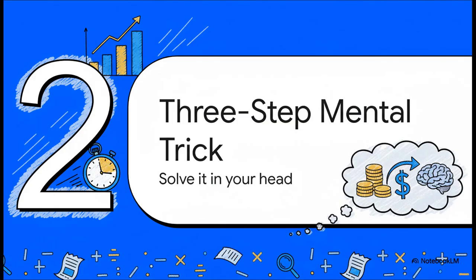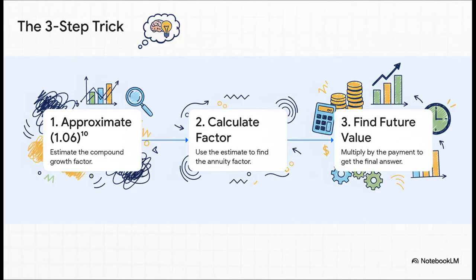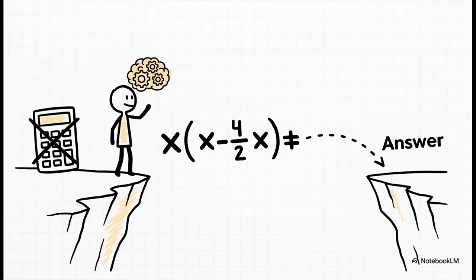All of a sudden, that feels a whole lot more manageable, doesn't it? Okay, so how do we actually turn that simplified problem into an answer? It's easy. I'm going to walk you through a super simple 3-step mental trick you can use every single time you see something like this. So here's the game plan. First, we're going to approximate the trickiest part of the whole formula. Then we'll use that number to quickly find our annuity factor. And finally, we'll do one super simple multiplication to get our answer.